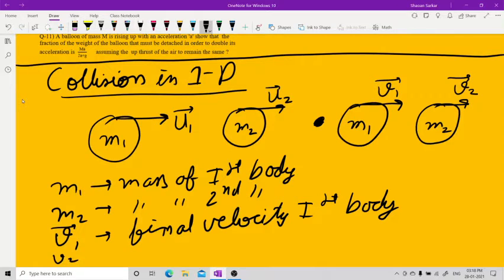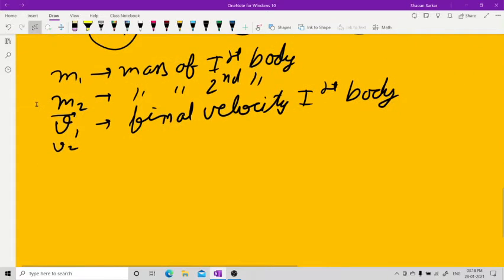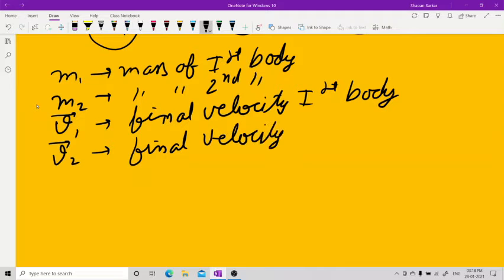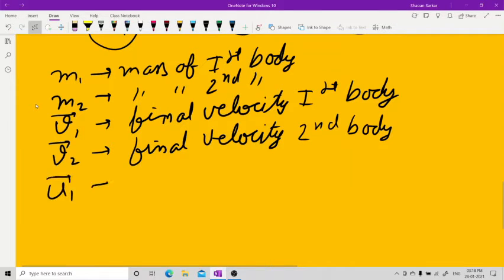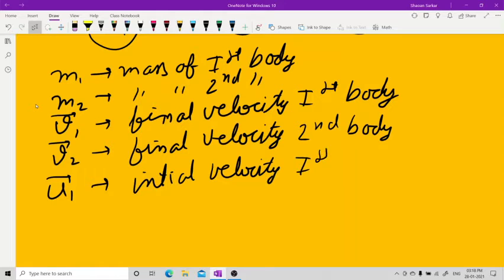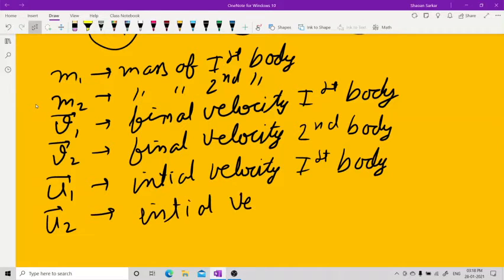Let me write this again. This is v2 vector. This is the final velocity of the second body, that is m2. You need to write in every problem what your symbols mean. This is very, very important. Then u1 is the initial velocity of the first body, u2 is the initial velocity of the second body.